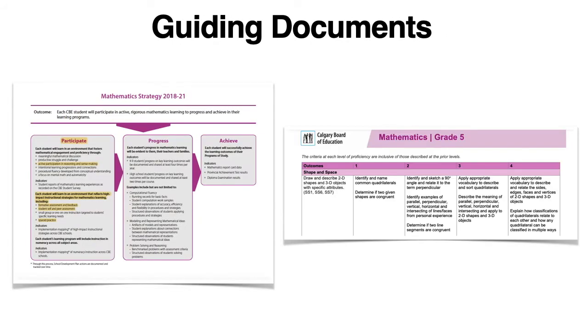In addition to the scope and sequence and Alberta Program of Studies, the CBE Mathematics Strategy document highlights the importance of active participation and sense-making, formative assessment and feedback, among other indicators. The CBE Assessment and Reporting Guide is another valuable resource and can also support your task design.